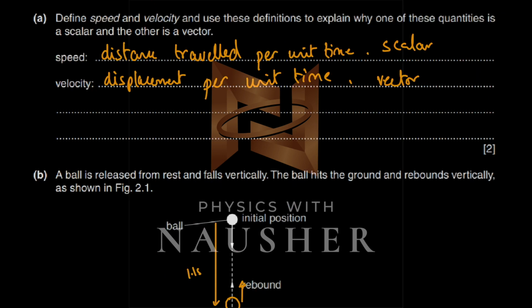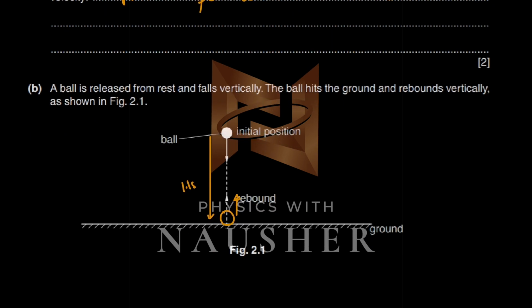Alright, let's have a look at question number 2. Speed is defined as distance traveled per unit time, or rate of change of distance. It's scalar, and velocity is rate of change of displacement. That's vector. Now you have a ball which is released and it rebounds.